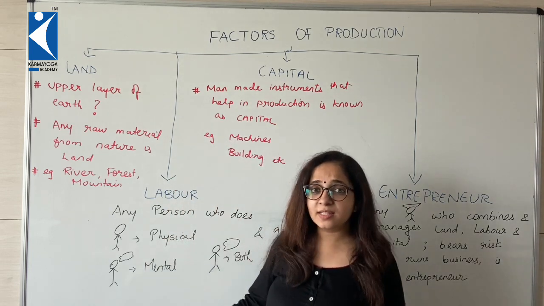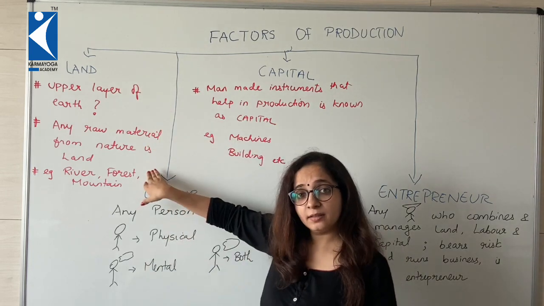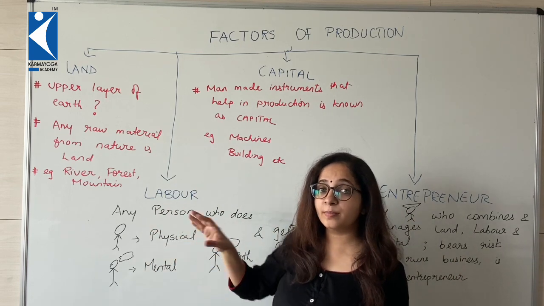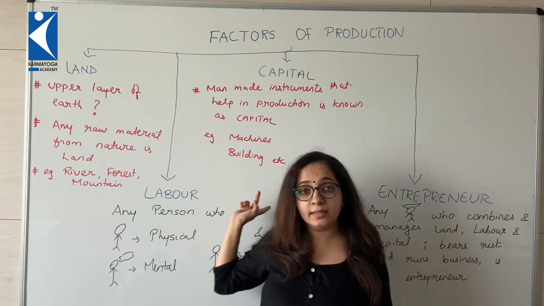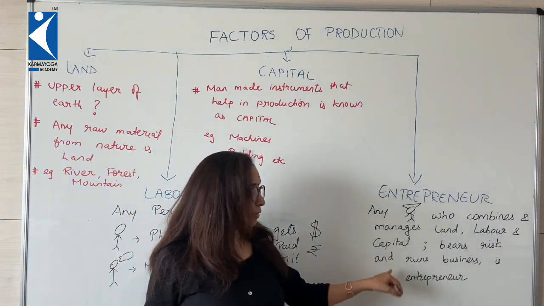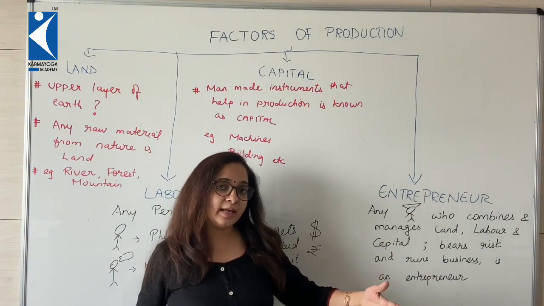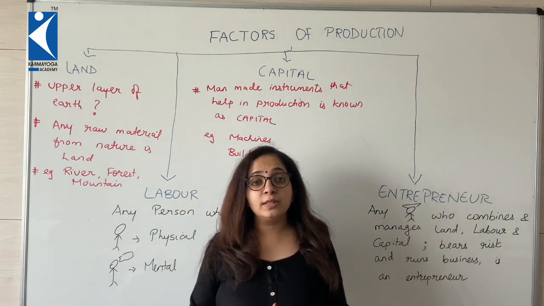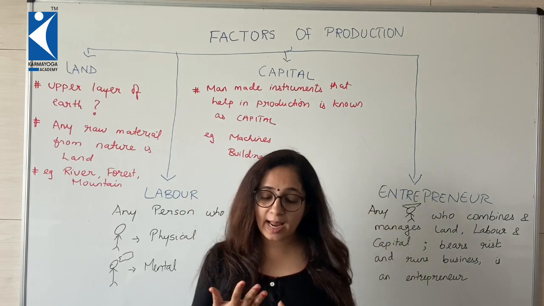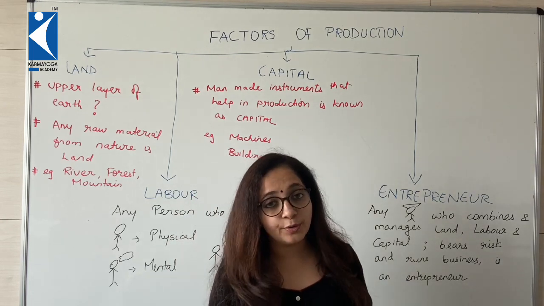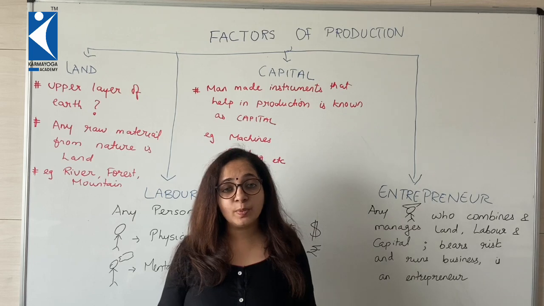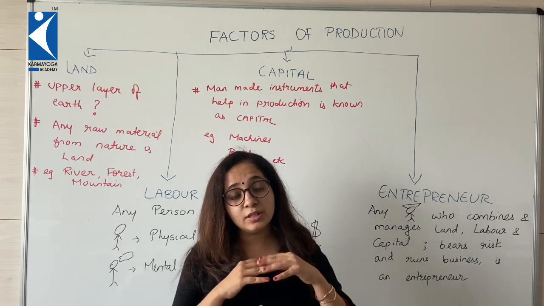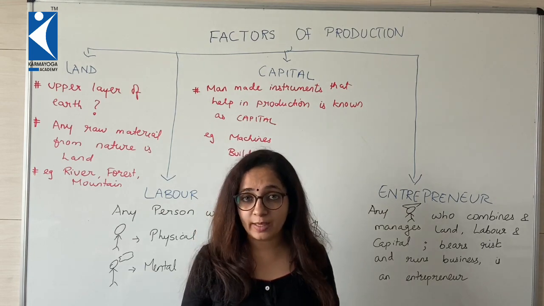So the director of this institute, he manages land, he manages the entire infrastructure, he manages us, and he also manages the entire capital thing, and he is facing risk and doing the business, and whatever reward he gets is profit. So we call him as an entrepreneur. So these are the 4 factors of production: land, labor, capital, entrepreneur. Students, factors of production might be asked in 2 marks in boards, but factors of production deeply needs to be understood in future as well.